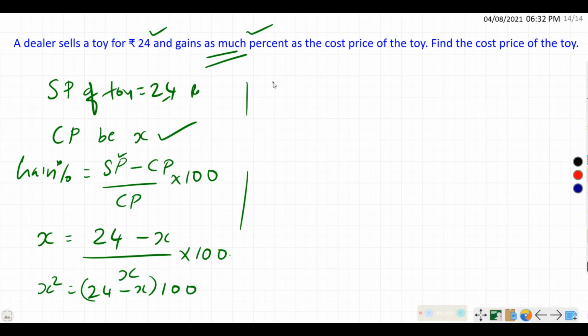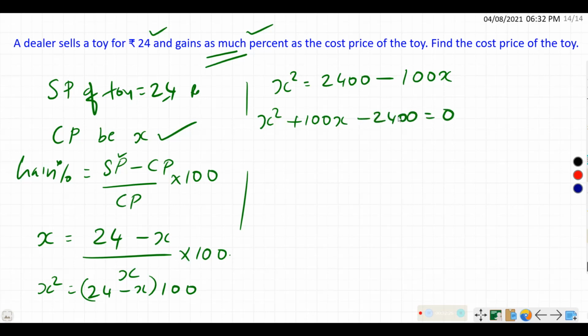That means X square is equal to 24 into 100, 2400, minus X into 100, which is 100x. Yes, we'll rewrite it as x square plus 100x minus 2400 is equal to 0. Now it has come in terms of our equation.